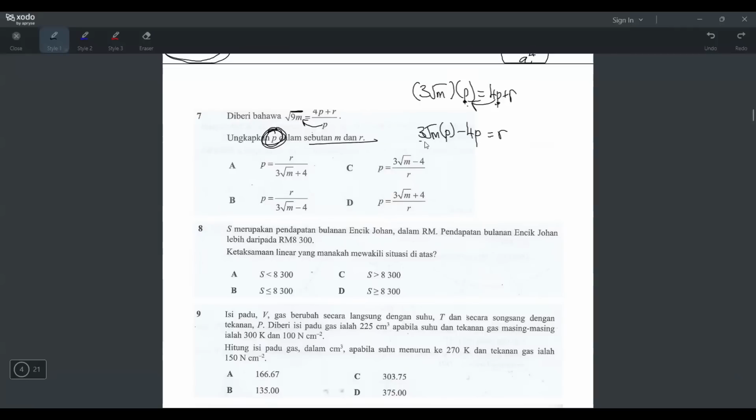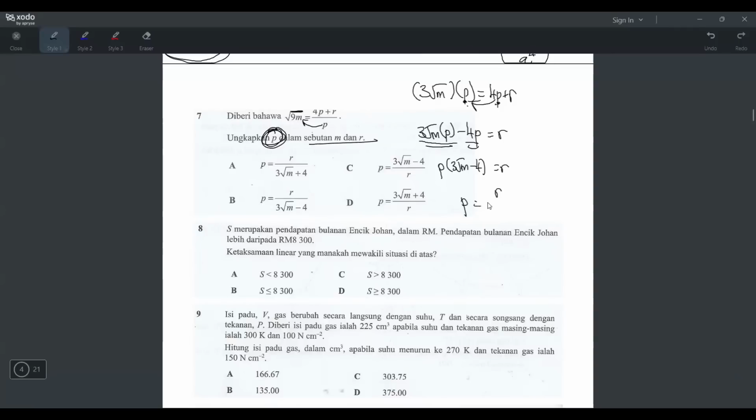Alright, sampai sini, you boleh nampak this term and this term, they both have P, right? It means we can factorize out the P. It means both this term, dia boleh bahagi P. So you can factorize out the P. So apa yang tinggal? Okay, first term, 3 square root MP. Kalau saya sudah keluarkan P, tinggal apa? 3 square root M. Next term, negative 4P. If I keluarkan P, tinggal apa? Negative 4. So R sini.